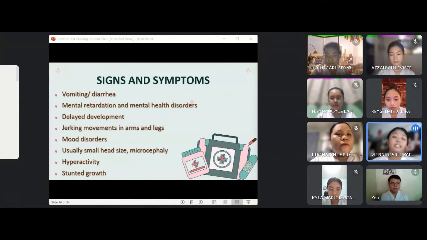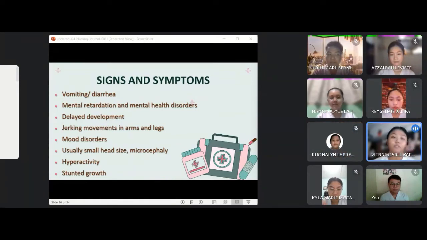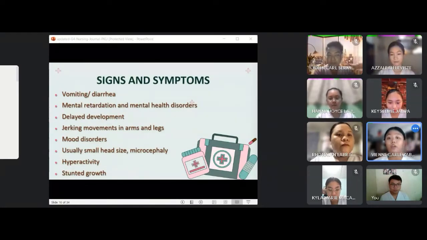Unusually small head size, or what we call microcephaly. This is an abnormally small head. Then we have hyperactivity. Individuals with PKU could have a greater predisposition to the development of ADHD. Then lastly, we have stunted growth. This is the impaired growth and development that comes with experiencing poor nutrition and so on.